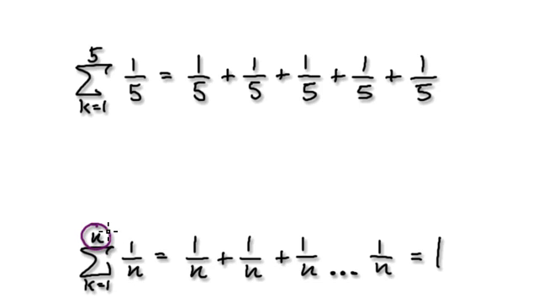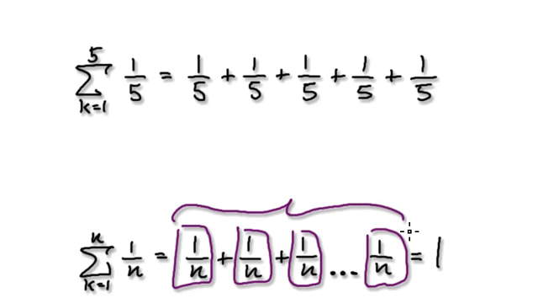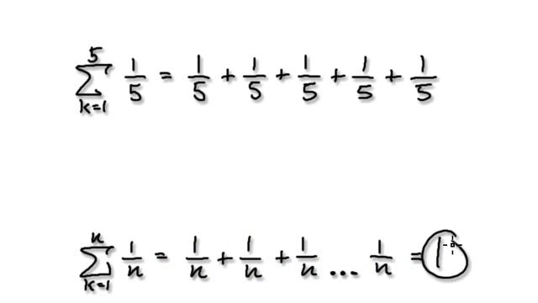Well, if it's n terms, so this will be 1 over n plus 1 over n plus 1 over n, and so on, n times. Okay, it will be n times. So if you have it n times, then you're going to have n over n, which will be 1. So when you do it n times, it will give you 1.